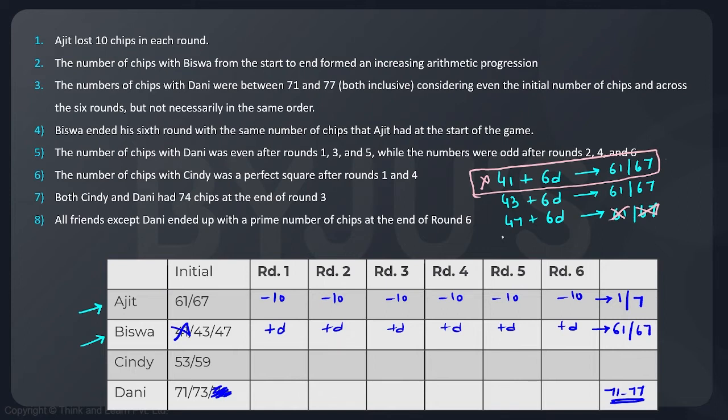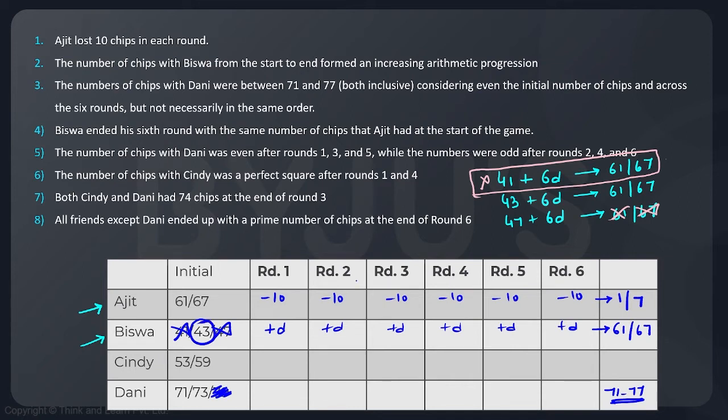I hope all of you are getting my point. 43 plus 6D, 6D can be equal to 18. That is one possibility. Or 43 plus 24, that's also one of the possibilities. But with 47, you can't add 14, you can't add 20. Both of them were not possible, right? Neither 14 is a multiple of 6, nor 20 is a multiple of 6. So this also is not a possibility. The only possibility is 43 over here.